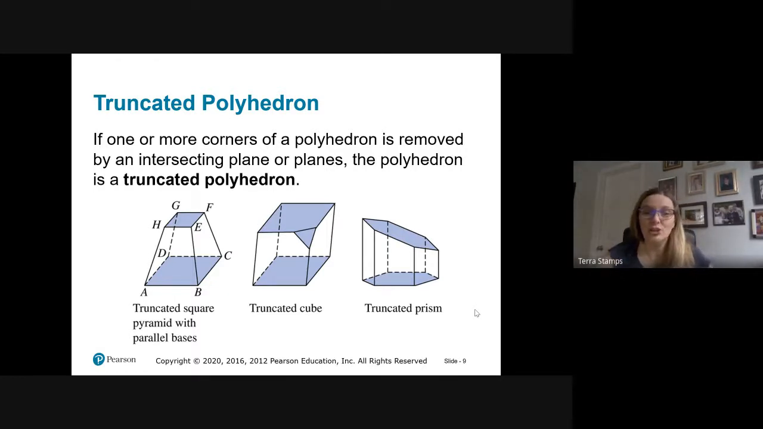The truncated cube, you can see where that little corner was kind of sliced off there. Think of it like a block of cheese or something. You just kind of snuck a little piece off there. Truncated prism, so you can slice it parallel to the base. You can slice it however you want to truncate these things.